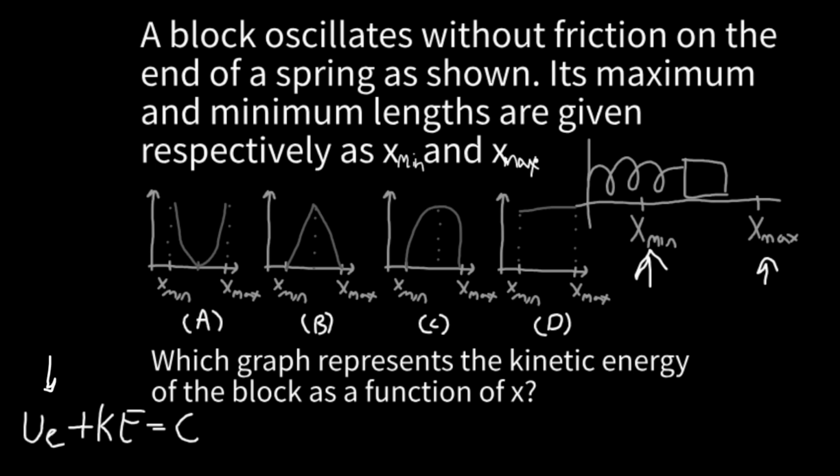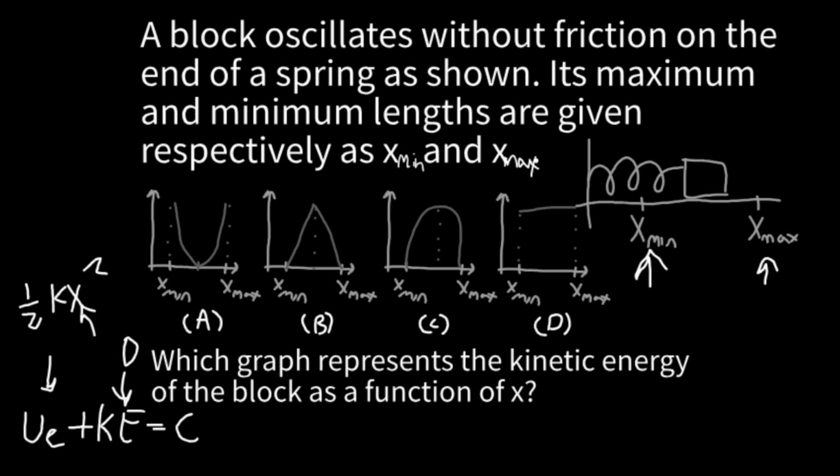And here, for our 1/2 kx squared, that x will be at its maximum value. Our kinetic energy will be at 0. So therefore, at our minimum and maximum positions, we have to have 0 kinetic energy.